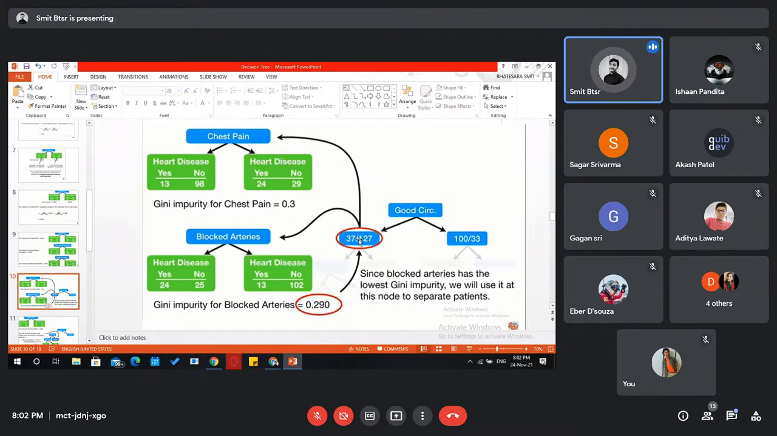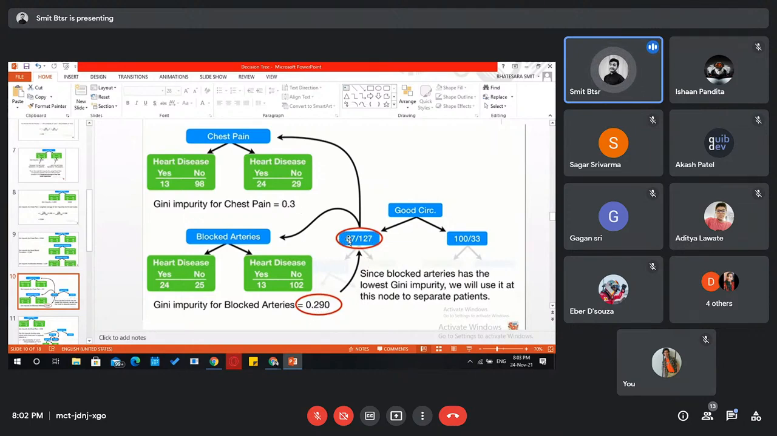In these people, the total is maybe 164 or 174, something like that, and then we will see how many of them have chest pain and heart disease, and we will do all those things again. So we will again get the impurity. This is the weighted average impurity of both of these relationships. So we got 0.3 and 0.290.